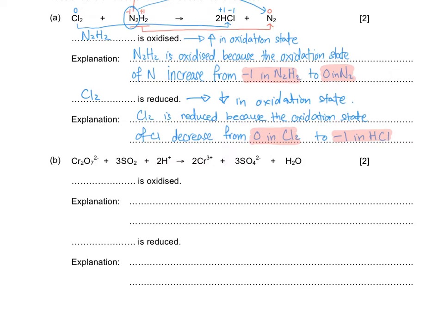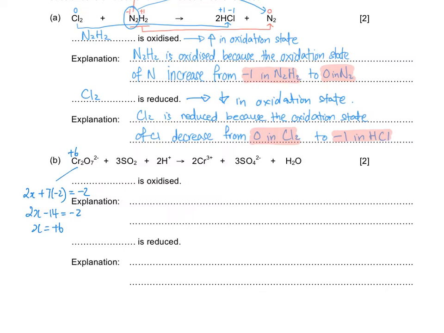Alright, so if you're not sure, what you can do is just do a working at the side. So let 2x plus 7 times minus 2. Why 7 times minus 2? Because there's 7 oxygen, and each is negative 2 because the oxidation state is negative 2. So 2x minus 14 equals minus 2, so x equals positive 6. So in this compound, Cr is positive 6.